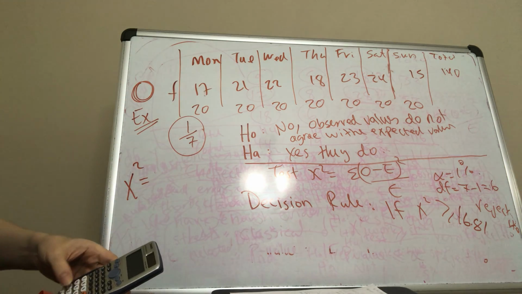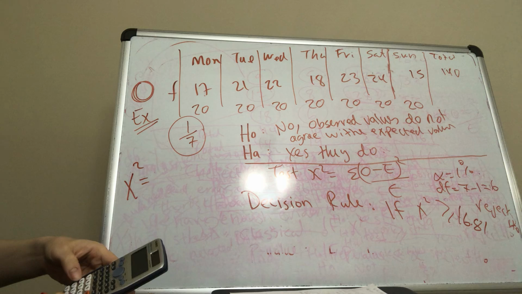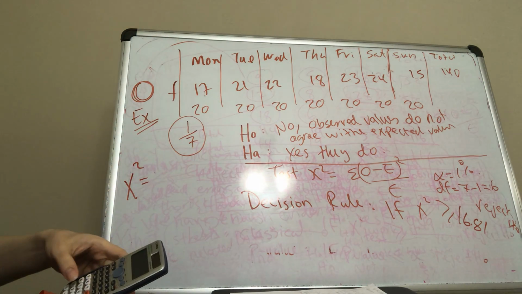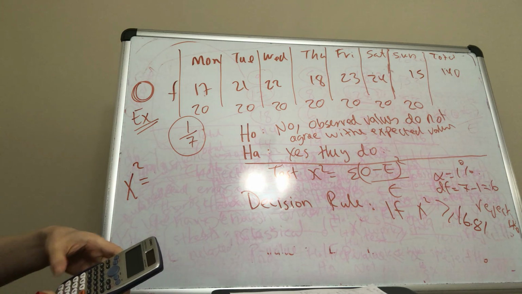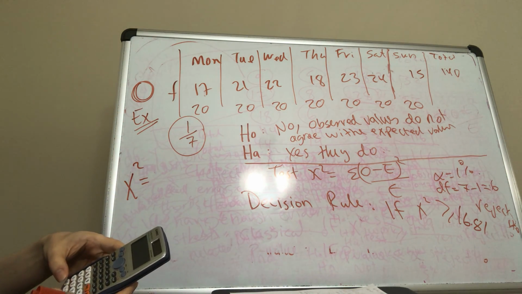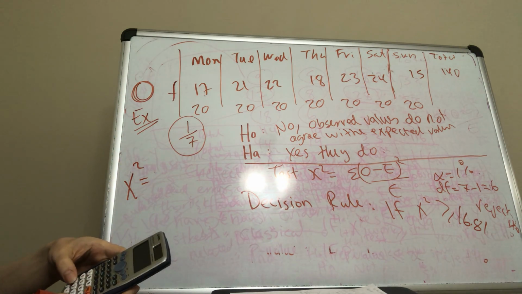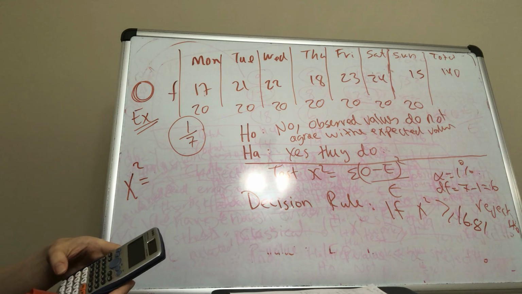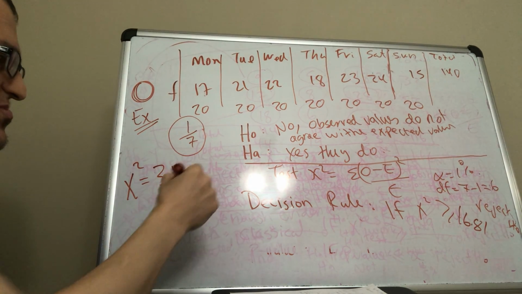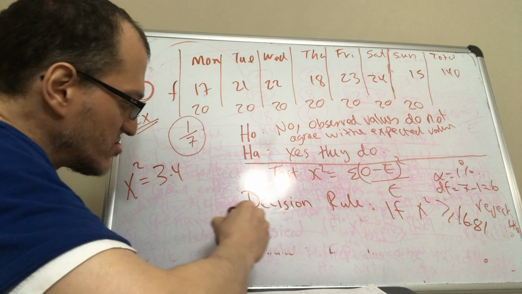The difference between them, you square it, divide by expected, and so on for each category, and the difference between the last two, you square it, divide by expected. If you do this, this will give you 3.4. So you're ready to make a conclusion.